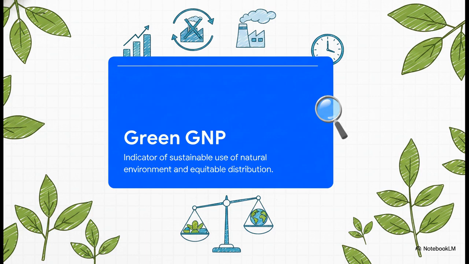So, to fix this conceptual headache, economists are now championing something called green GNP. It's defined as an indicator of the sustainable use of the natural environment and the equitable distribution of the benefits of development. The measurement basically tries to correct that huge blind spot. Green GNP equals traditional GNP minus the net fall in the stock of natural capital plus the pollution load. It's a vital step toward ensuring economic development promotes welfare for a long, long time without causing severe environmental degradation.